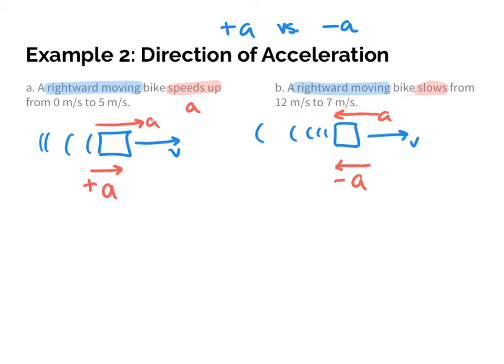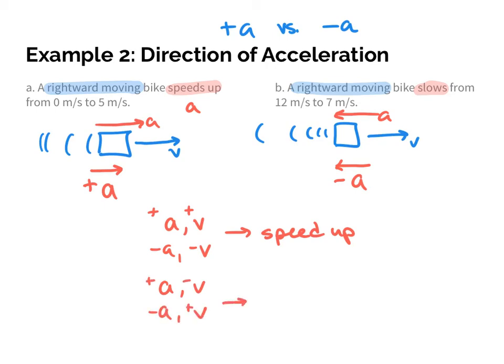So I will write this to summarize these things. If your acceleration and velocity are both the same, so if they're both positive or both negative, that means you're going to speed up. If your acceleration and velocity are opposite, so one's positive, one's negative, or vice versa, that's going to cause you to slow down. And I want you to think of those pluses or minuses as direction: right and left, or up and down.